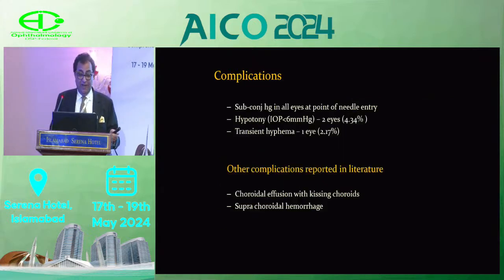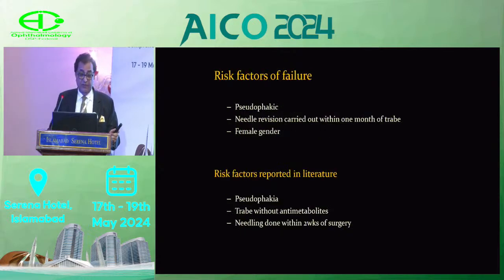Complications: you can have subconjunctival hemorrhage in all patients at the point of entry of the needle. Hypotony, yes, we did a series in which 2 of our eyes went into hypotony, pressure drop less than 6 millimeters of mercury, and then there's a transient hyphema, which disappears within the next few days. Some complications reported in the literature are choroidal effusion with kissing choroid, and it can even cause suprachoroidal hemorrhages.